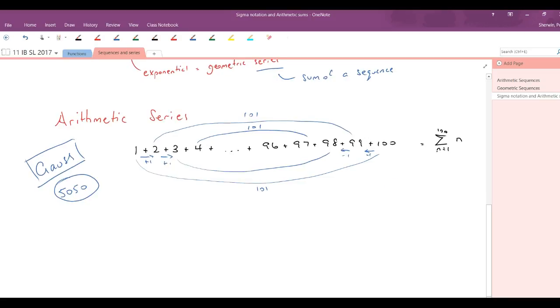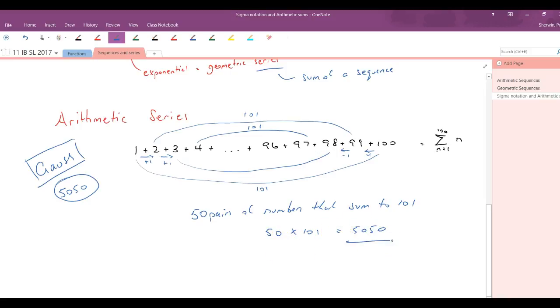So all our job really is just to find out how many pairs there are. Now in this case, there are 50 pairs of numbers that sum to 101. So all Gauss had to do was work out what 50 times 101 was, and he worked out 50 times 100 is 5,000. Just chuck another 50 on top, that's 5,050.